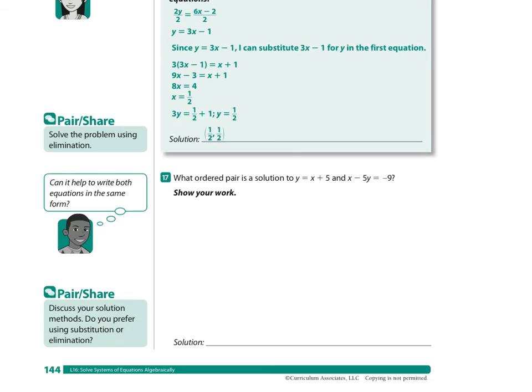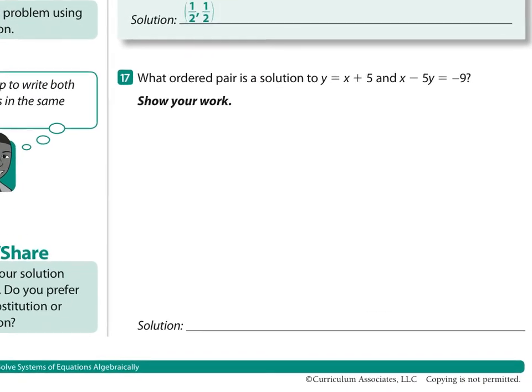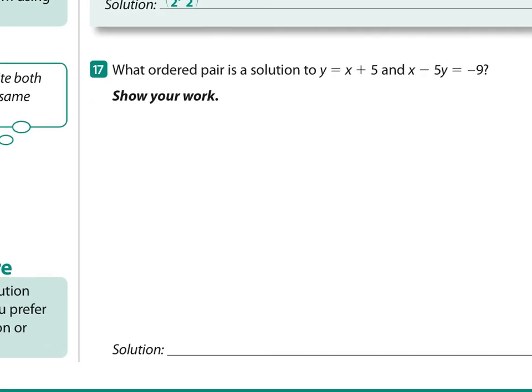Question number 17. What ordered pair is the solution to y equals x plus 5 and x minus 5y equals negative 9? What ordered pair? Basically, it's asking me to solve that system, figure out what x and y value will work in both of those equations at the same time. So let's go ahead and do that. y equals x plus 5, and my other equation is x minus 5y equals negative 9. So solve these however you'd like to.